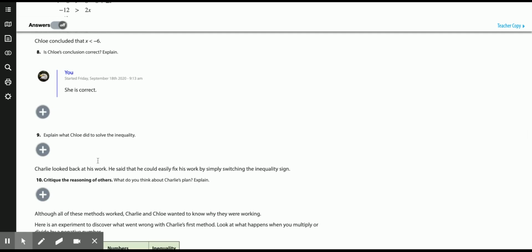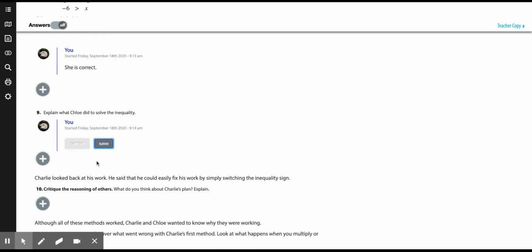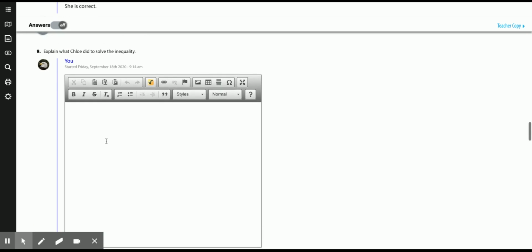Explain what Chloe did to solve the inequality. Well, let me type it. She used only addition and subtraction equality properties with negatives. So she didn't have to change the sign.